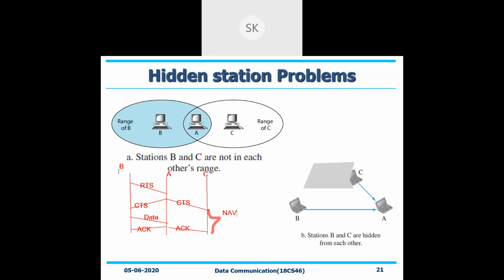A is hidden with respect to B as well as station C. If A wants to transmit to B, and C does not know that, and C transmits its data, then there is a problem. Your data will conflict over here. Whether A should listen to station B or station C is a problem. That is nothing but your hidden station problem. In order to avoid it, you need to know one principle called the handshaking property.